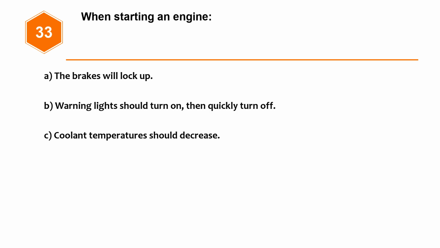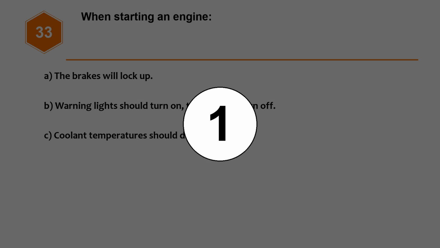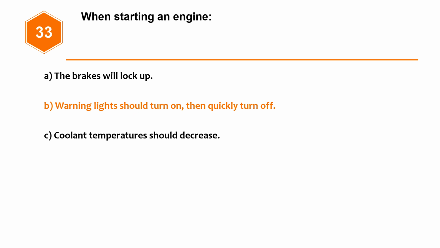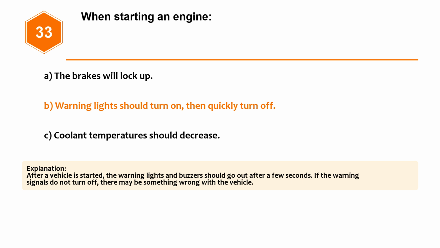Question 33. When starting an engine. Option A, the brakes will lock up. Option B, warning lights should turn on, then quickly turn off. Option C, coolant temperatures should decrease. The correct answer is option B, warning lights should turn on, then quickly turn off. Explanation. After a vehicle is started, the warning lights and buzzers should go out after a few seconds. If the warning signals do not turn off, there may be something wrong with the vehicle.